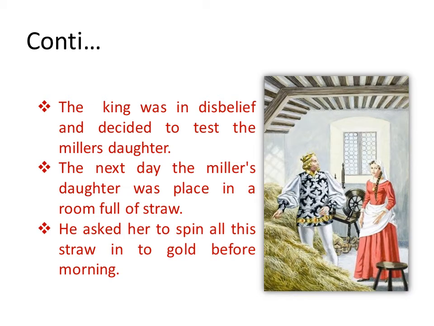Though the miller told the king that his daughter can spin the straw into gold, he did not believe him. So he wanted to test the miller's daughter. So next he asked the miller to bring his daughter to the palace. So the next day the miller's daughter was placed in a room full of straw. In this picture you can see there is some straw, and also a king. We can see the picture of a king and also the miller's daughter.